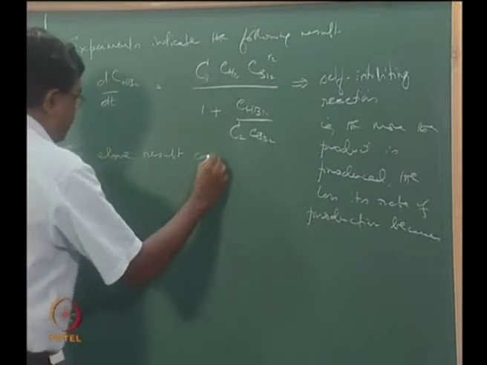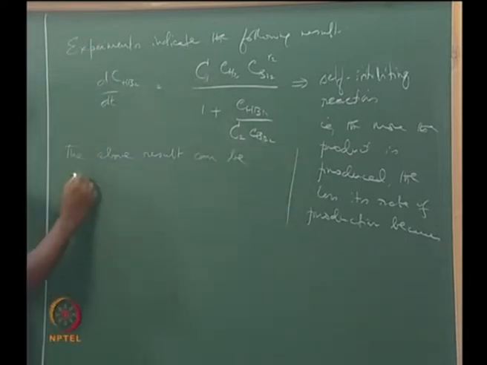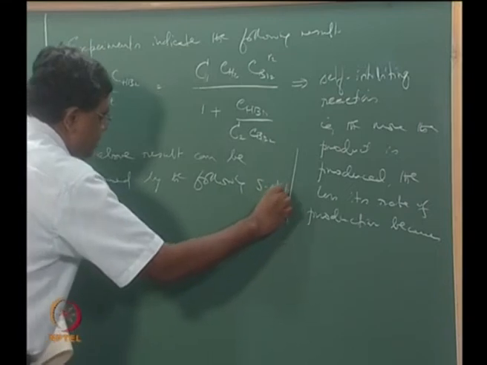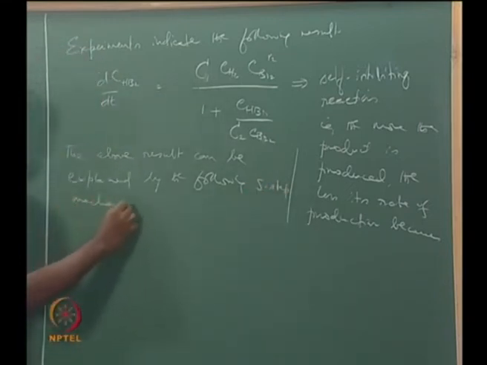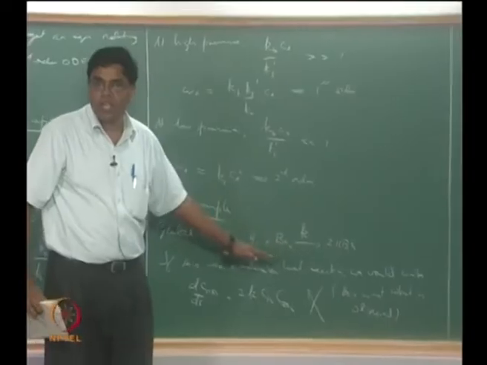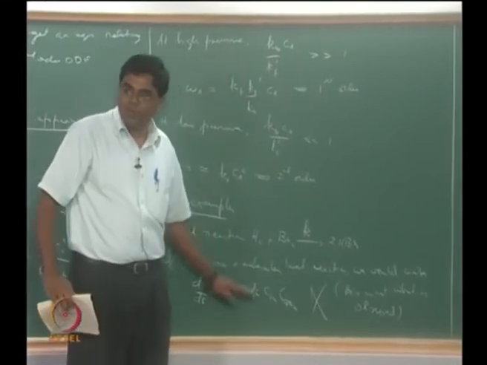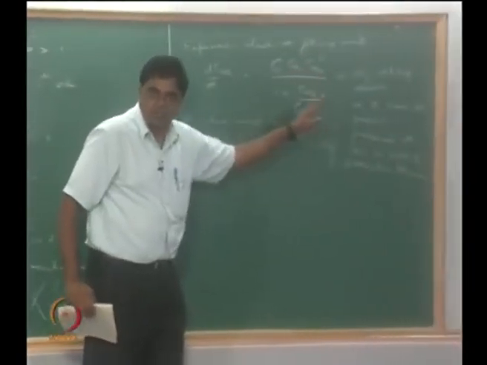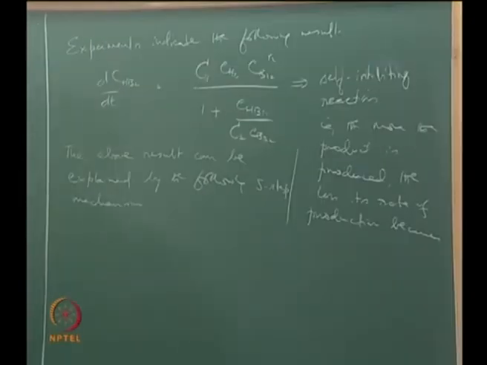The above result can be explained by the following 5-step mechanism. And when we say 5-step mechanism, we are now talking about things happening at the molecular level. So far, this was a global reaction that was not happening at the molecular level, clearly, because if it were, this would be the rate equation, but that is not what is found in the experiments. So something else is happening at the molecular level. Let's look at the 5-step mechanism.